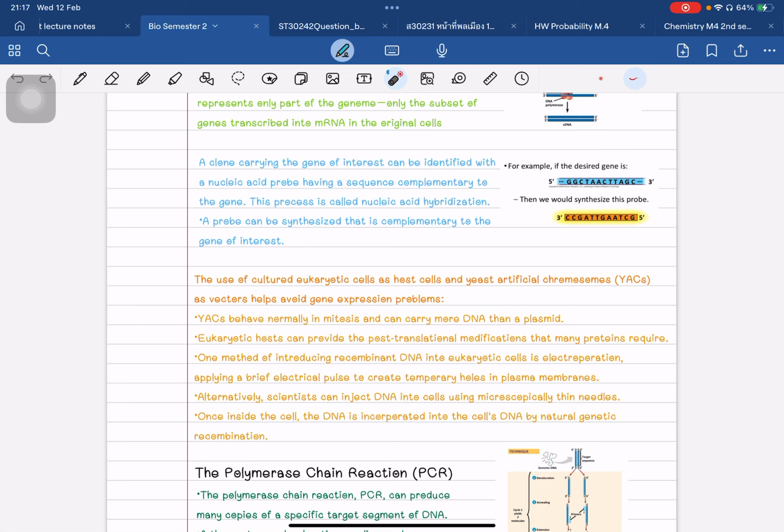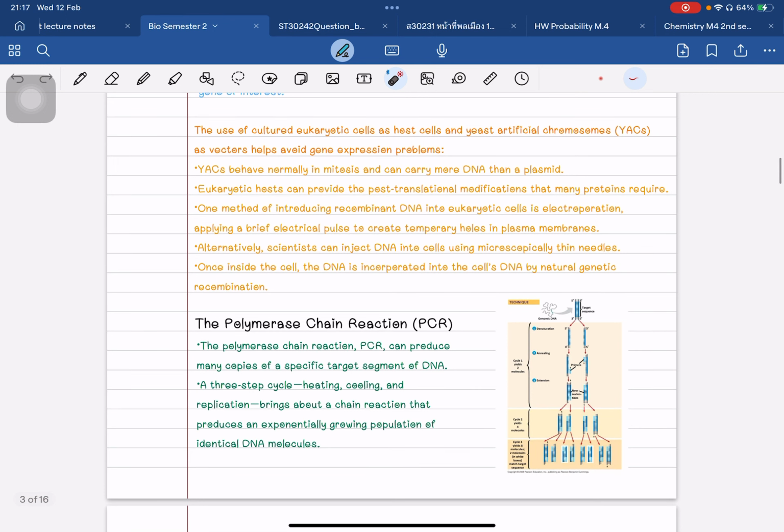One method of introducing recombinant DNA into eukaryotic cells is electroporation, applying a brief electrical pulse to create temporary holes in the plasma membrane. Alternatively, scientists can inject DNA into cells using microscopically thin needles. And once inside the cells, the DNA is incorporated into the cell's DNA by natural genetic recombination.